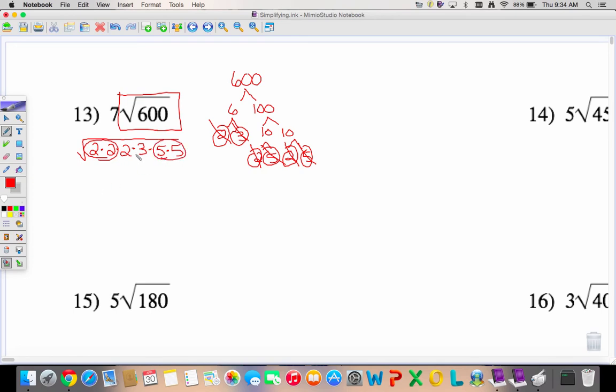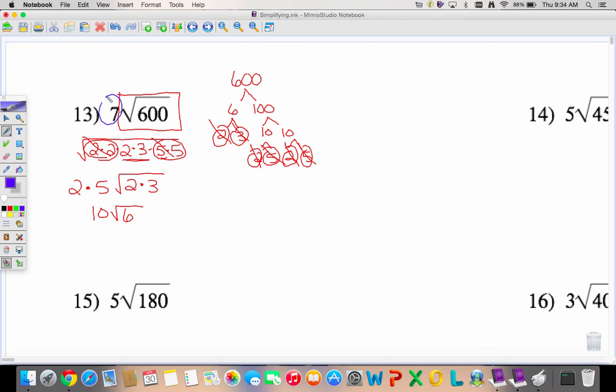Okay, now I'm going to circle my pairs. Here's my pair of 2's. Here's my pair of 5's. 2 and 3, they're not pairs, so I'm going to leave them there in the square root. So I have a 2, write it down, cross it out. I have a 5, write it down, cross it out. And then on the inside, what I have left over is just 2 times 3, so I'm going to leave it as 2 times 3. Okay, well 2 times 5 is 10. 2 times 3 is 6.